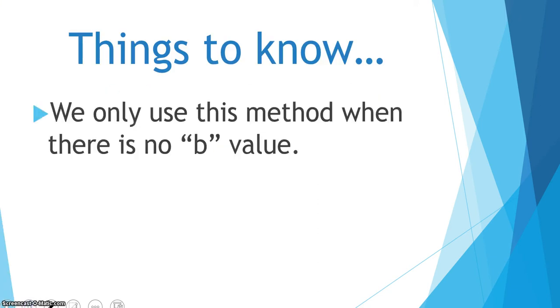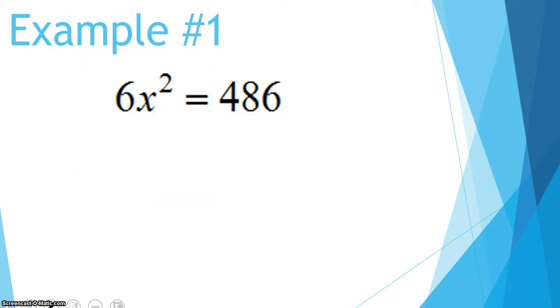So some things to know. We only use this method when there is no b value. So when we're looking at the standard form, ax squared plus bx plus c, we don't want a b value. So there will be no middle term.